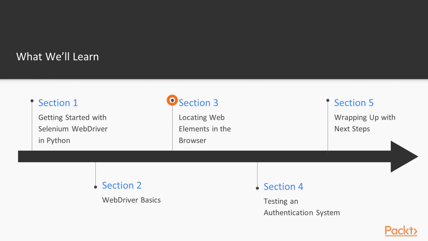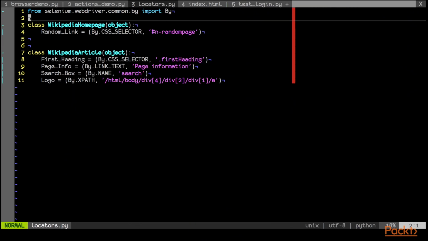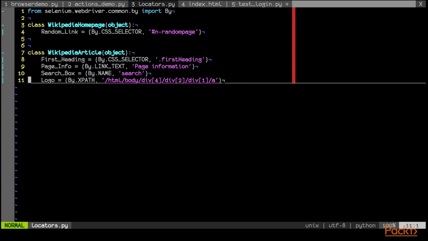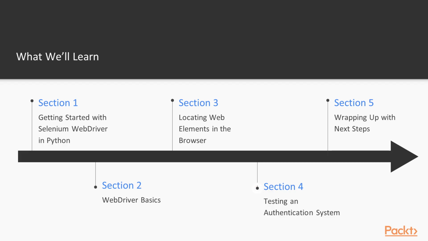In Section 3, we'll learn how to locate various web elements in the browser by implementing custom locators. These locators can be created as simple classes using Python. In Section 4, we'll start working on writing automated tests for a real-world application. We'll be testing logging in to an authentication system.